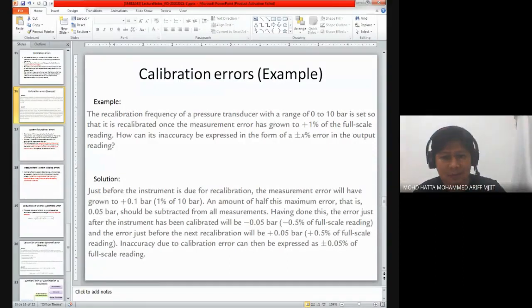I think the key thing here is that we try to find the maximum error, and the maximum error can be found based on our full scale reading. Then we take half of that maximum error in order to predict the inaccuracy. Okay.